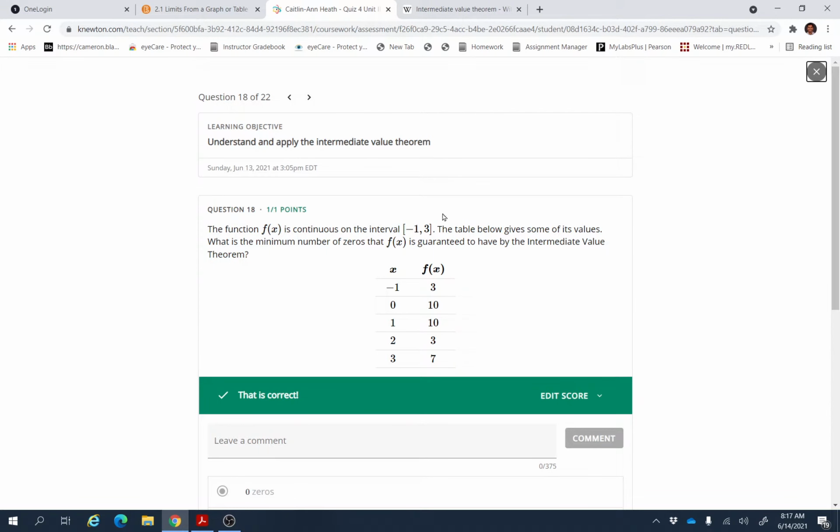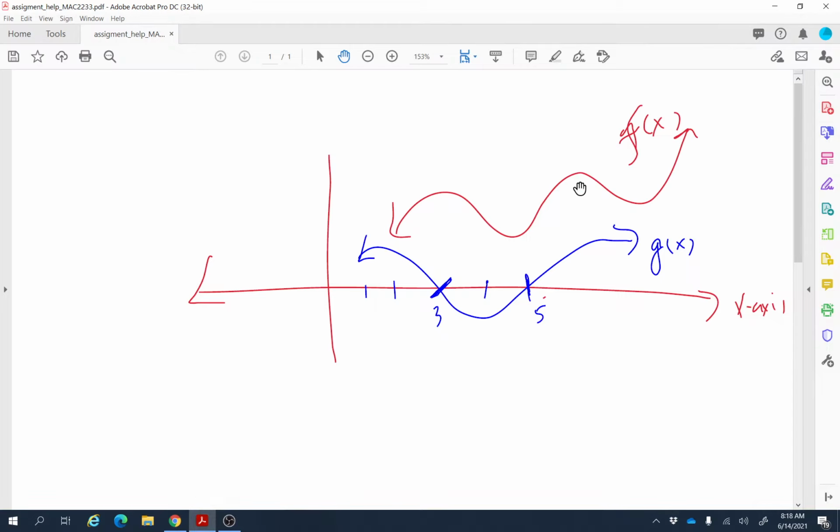Okay, so find out the minimum possible number of zeros for this function, which is a continuous function on this interval, based on the values of the function given in this table. First of all, to understand the intermediate value theorem, I'm going to use these two graphs of two functions, f of x and g of x.